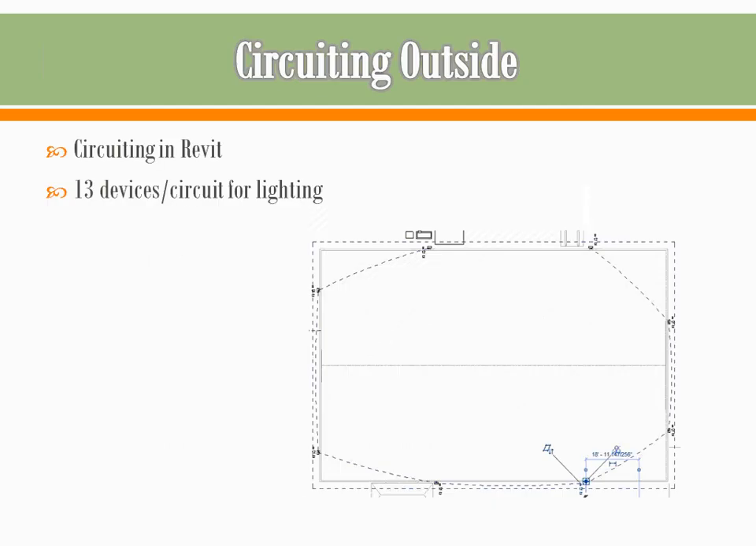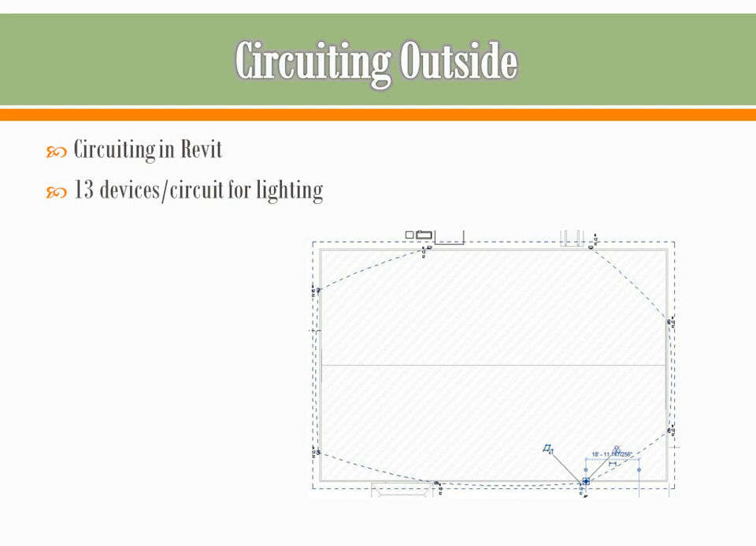All right. So circuiting for the outside, like I mentioned before, there's 13 devices per circuiting. That was what we used for the inside. This right here is just the building itself for the canopy light. And like I said, what we did was we just used the canopy lighting as one circuit, and the parking lots as one other circuit, so we just ran two circuits for those.